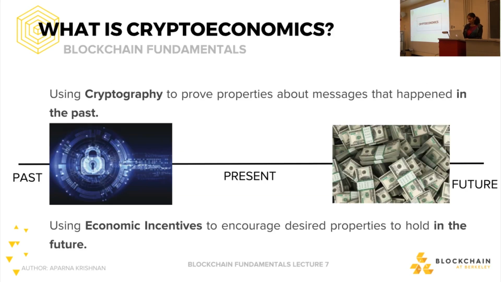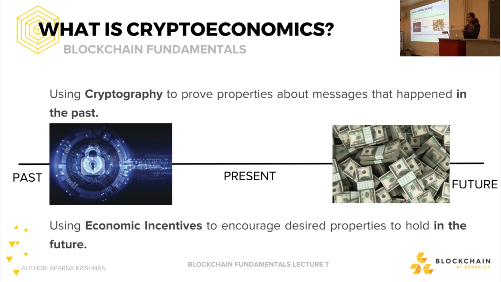So cryptoeconomics, what does it mean? Well, cryptoeconomics is basically a way to use cryptography to prove properties about events that happened in the past. So, for example, if you want to guarantee that the blockchain is immutable, you're using something like a hash, and that basically gives you this confidence that the blockchain cannot be tampered with or reordered. And that's a cryptographic property which you're relying on.